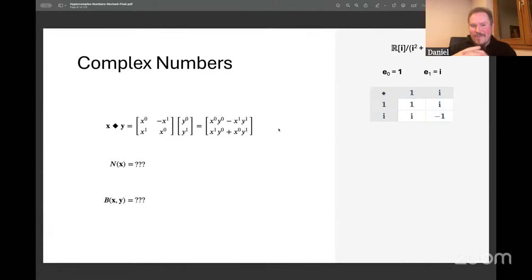What should the norm be? Is there any idea or concept from linear algebra that we could use? No ideas? It's okay. I'll just go ahead in the interest of time.